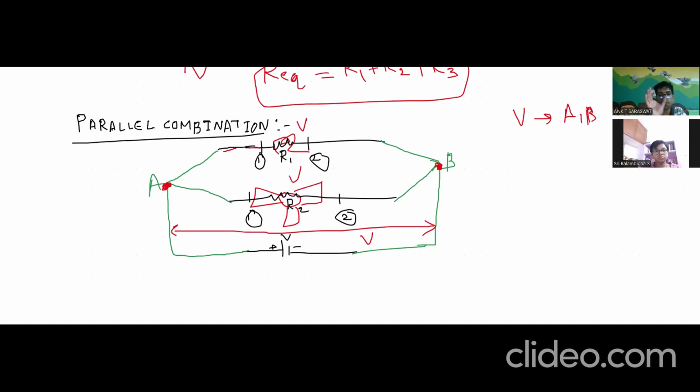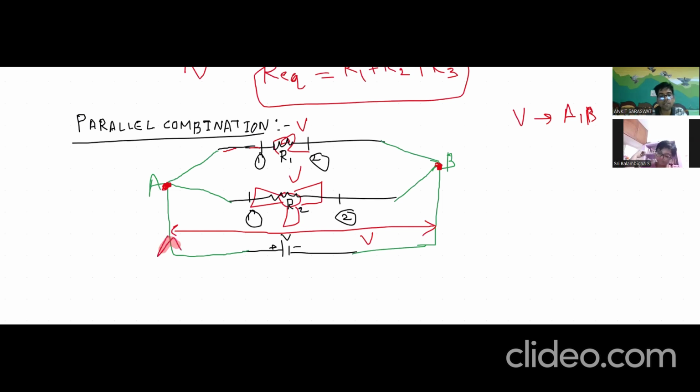Potential difference means the difference of potential between 2 points. If those 2 points are the same, then the potential is the same across all the appliances. So here also V, here also V. Then current: the battery is giving current like this. Here the battery is giving current I.